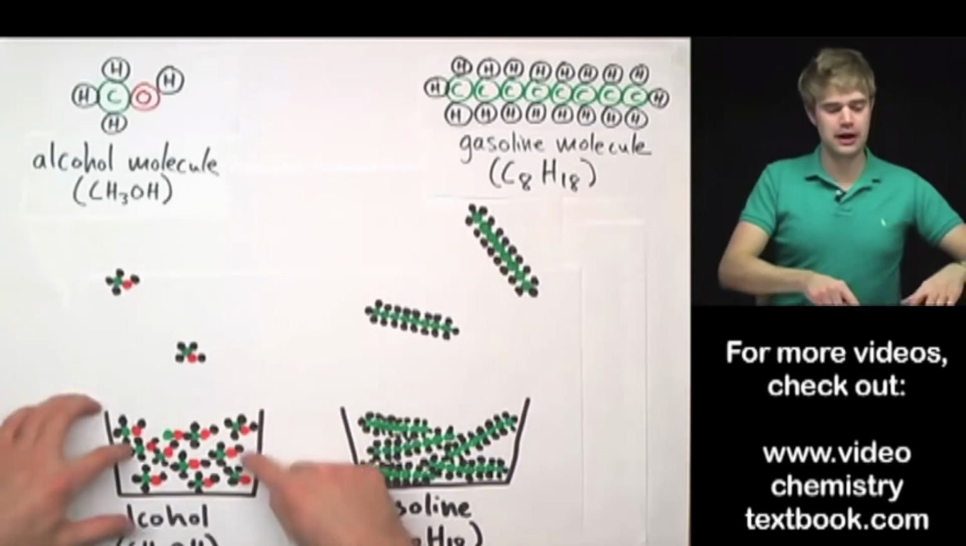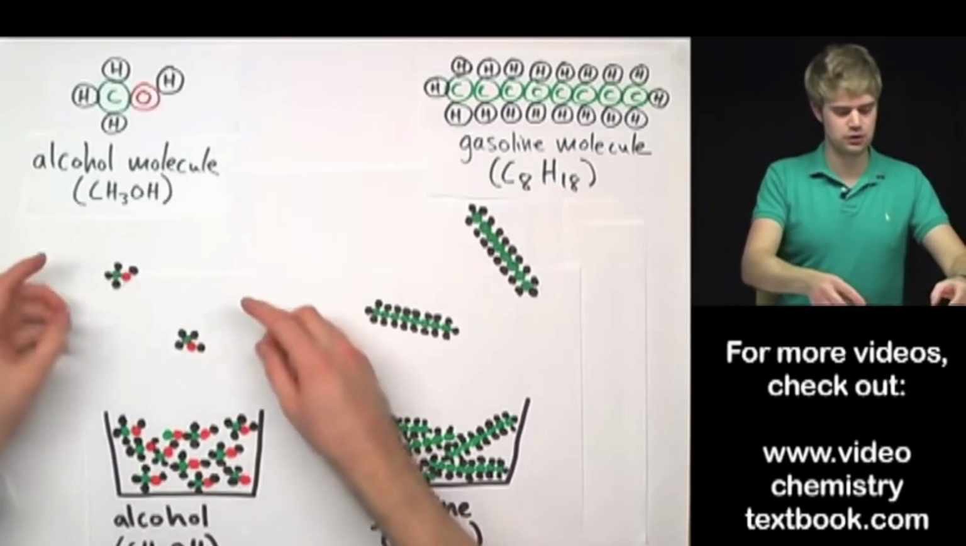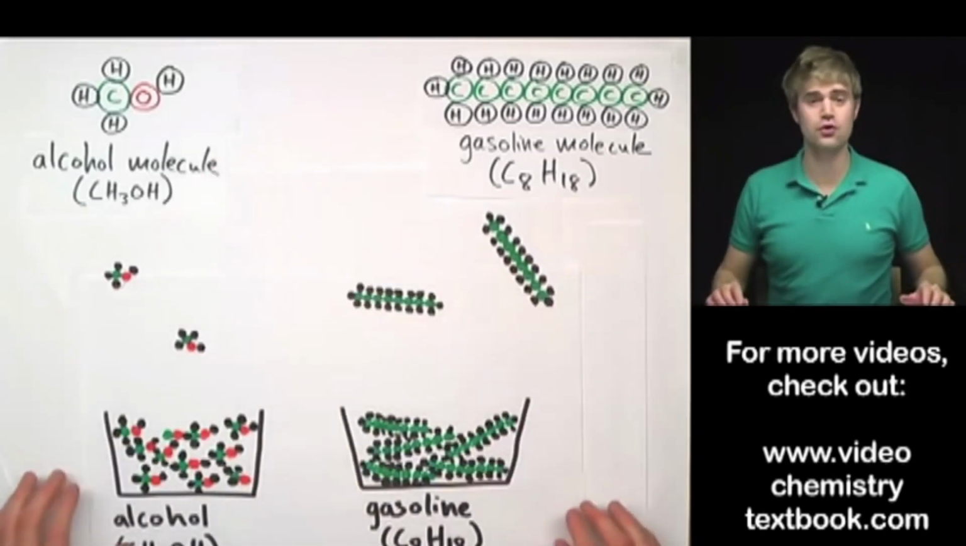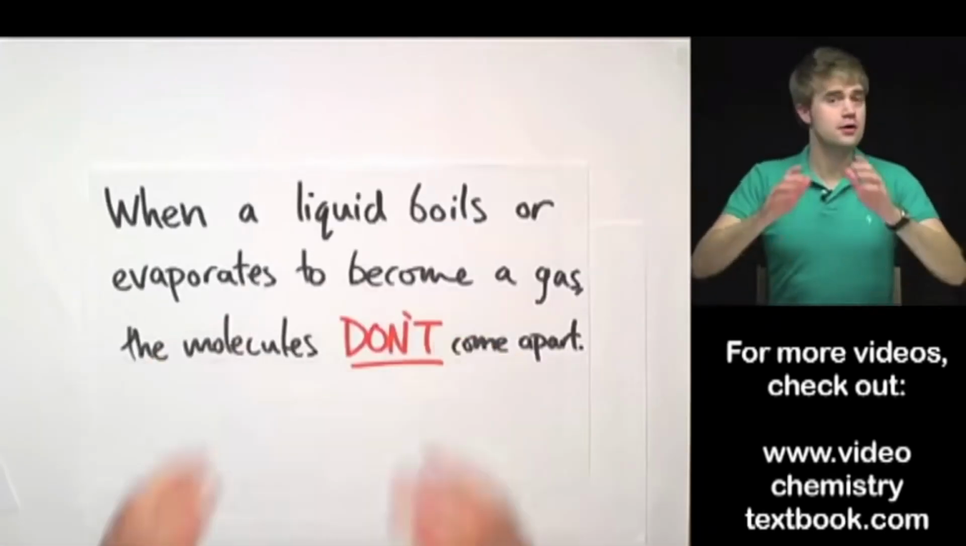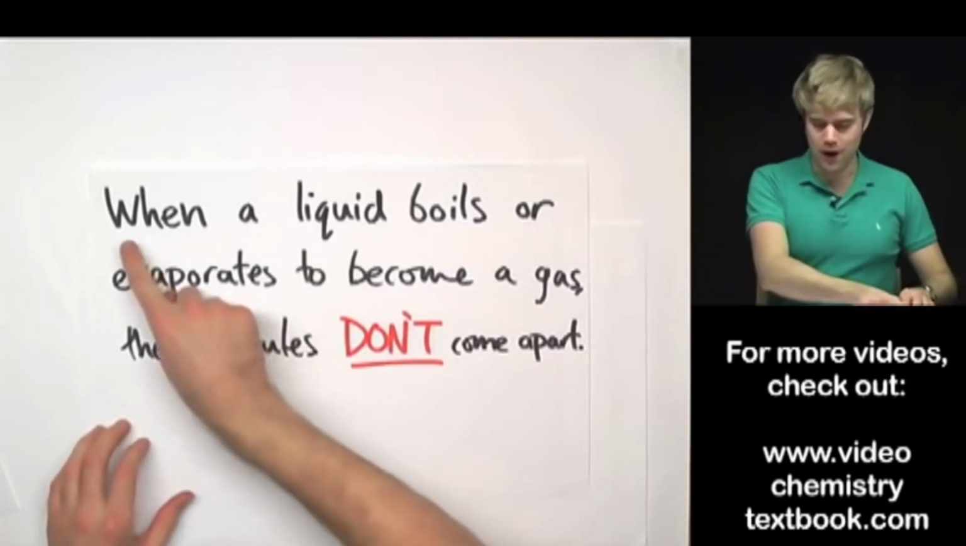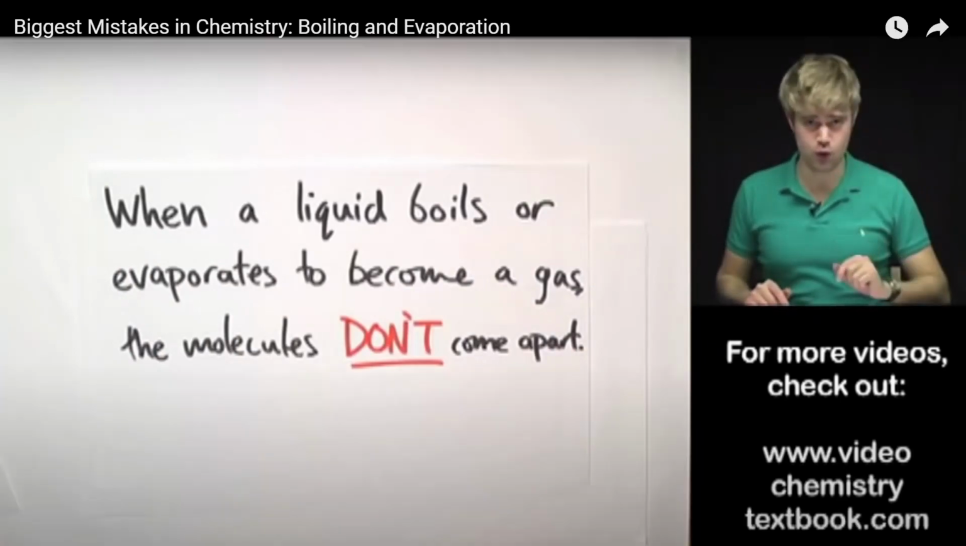This is what the liquid would look like. The molecules are all tightly packed together, and here's what the gas would look like. The same molecules, they're just floating around in the air and they're further apart. So once again, don't make that mistake. Always remember that when a liquid boils or evaporates to become a gas, the molecules don't come apart.